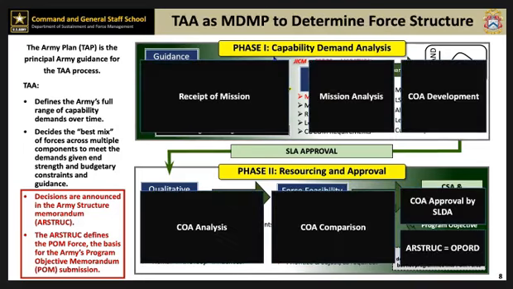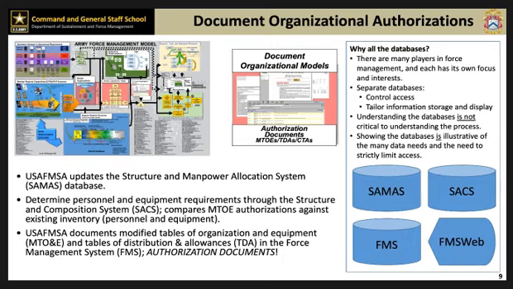It might be helpful for you to think about the TAA process in terms of MDMP by equating the R-struck, the output of this process, as an operations order that guides the Army. Following TAA, we enter Phase 5 of the force development process. Document organizational authorizations. So here is a quick look at the tools and processes that ultimately produce the approved MTOEs, TDAs, and CTAs.